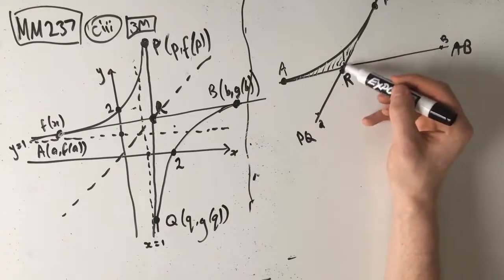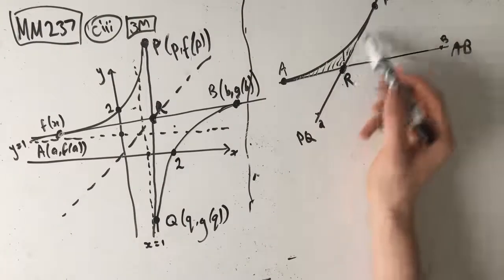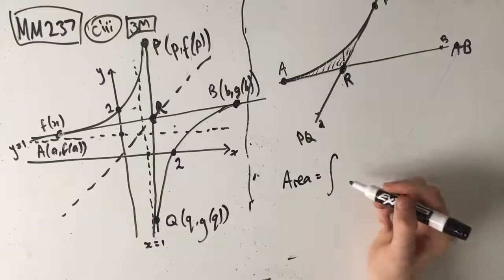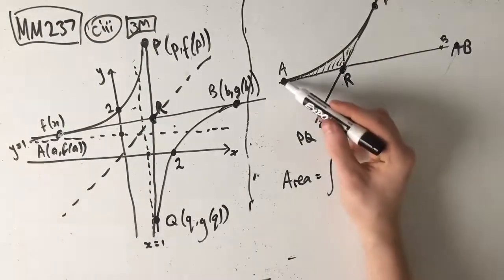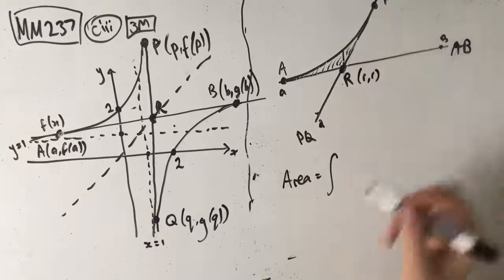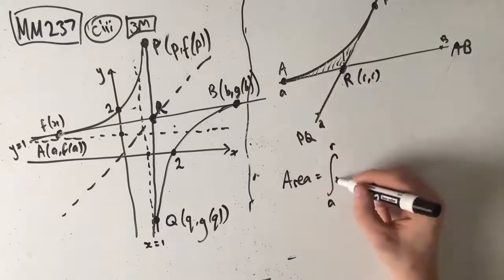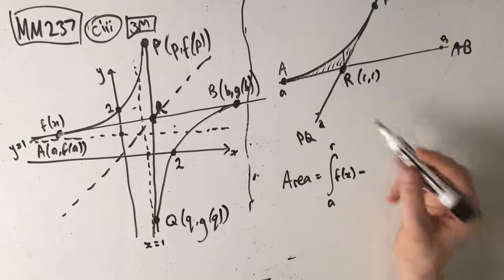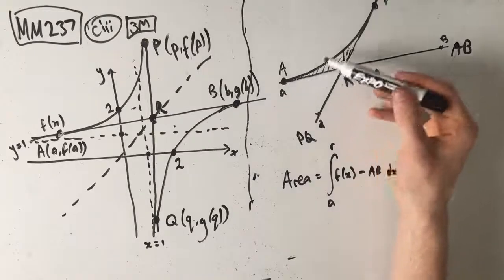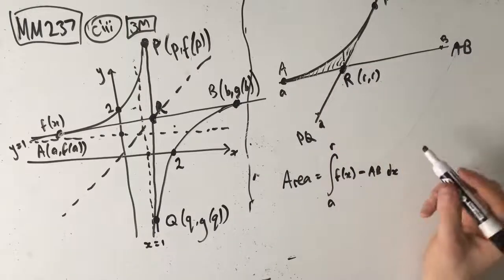Because this point here changes what the area is bound by. So we're going to need to get the area, which is equal to this point here to this point. So this is x equals A, this is x equals R. So from A to R of this equation here, which is f of x, minus our equation for AB, dx, right? Because when we find the area between 2 graphs, we do the top one minus the bottom one. Top one is f of x, bottom one is AB, okay?